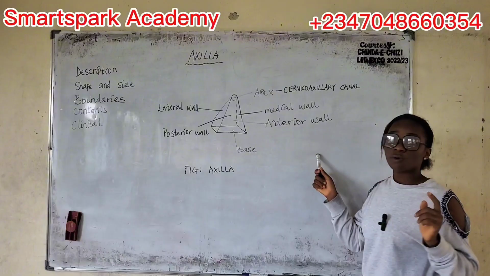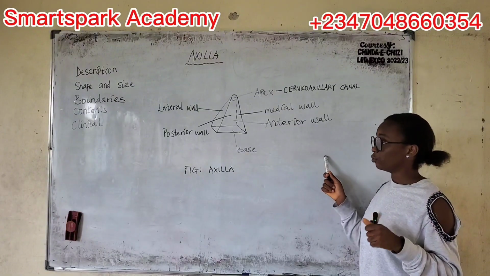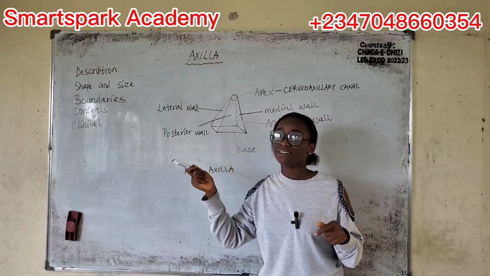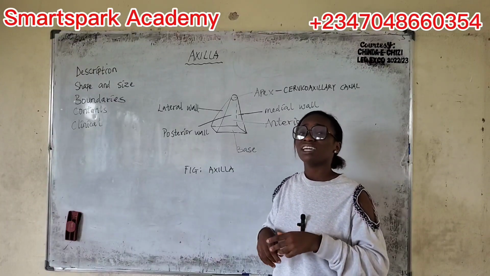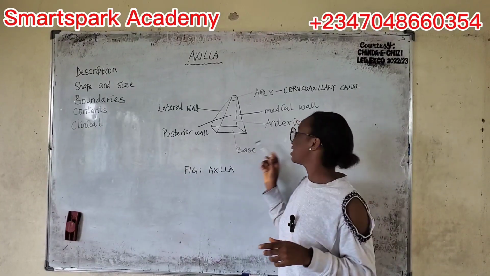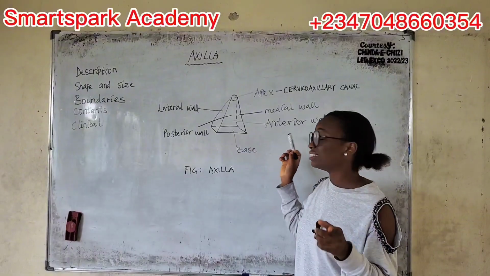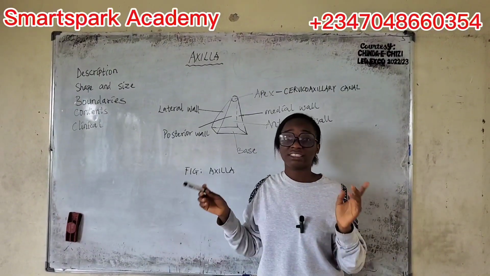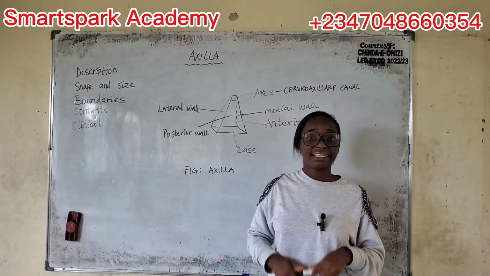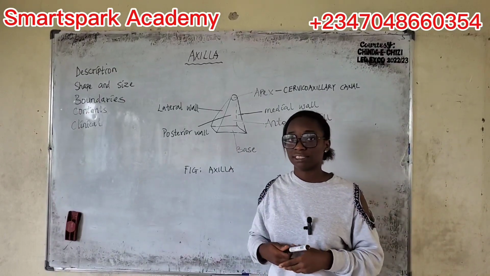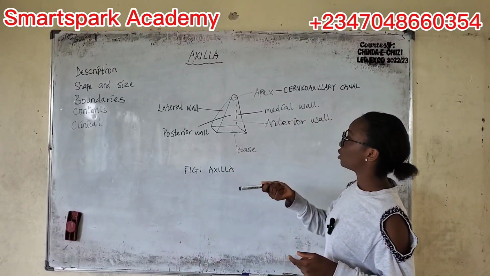The same way the anterior wall has the anterior axillary fold, the posterior wall also has its posterior axillary fold. Now this posterior axillary fold is more inferior than the anterior axillary fold. It is formed by the teres major and latissimus dorsi muscles and its overlying integuments. Now we are done with the anterior and posterior.